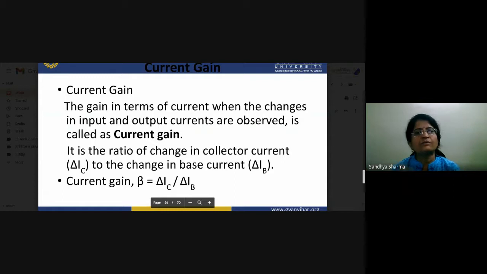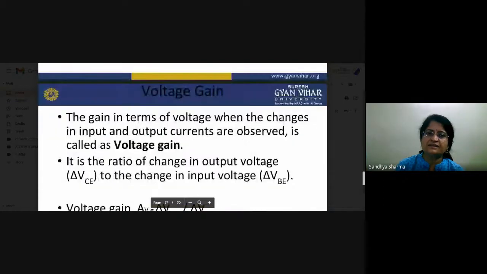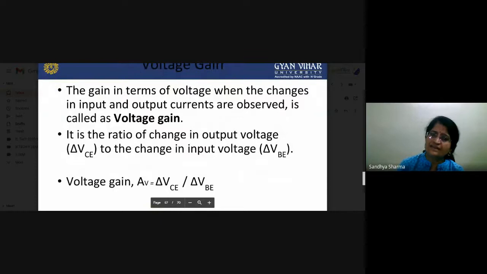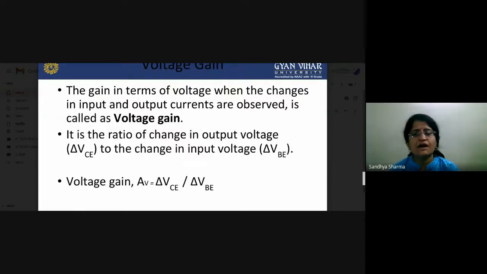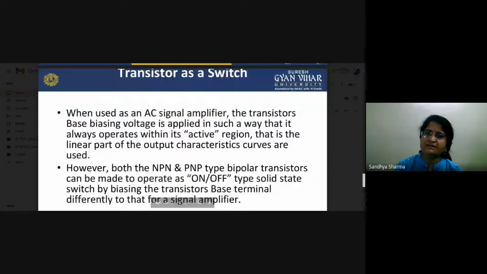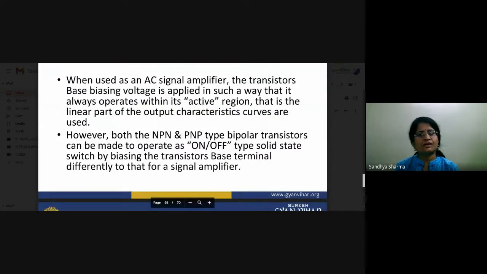If we are talking about the current gain beta, that is equal to the ratio of the change in collector current to the change in base current. So that is beta. If we are talking about the voltage gain, that is the change in output voltage upon the change in input voltage. So these are the parameters we can talk about.